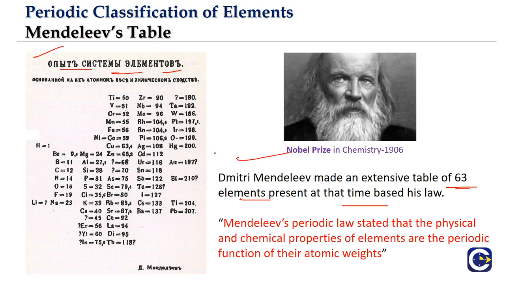The Mendeleev table is based on his periodic law, which we call the Mendeleev law, and it states that the physical and chemical properties of the elements are periodic functions of their atomic weights. The idea is that when we arrange the elements in the increasing order of atomic weights, we will see that the physical and chemical properties get repeated periodically.